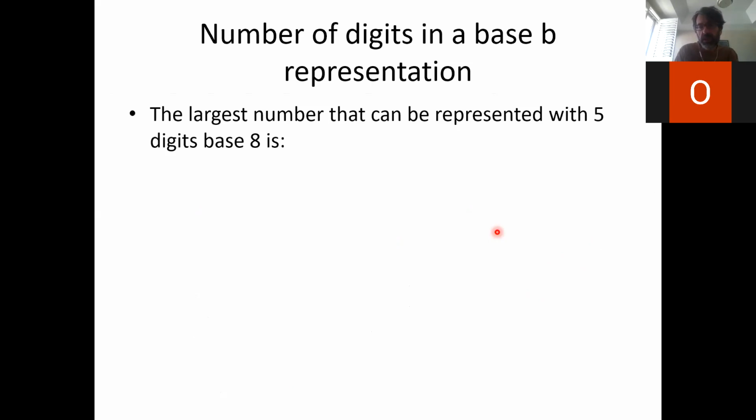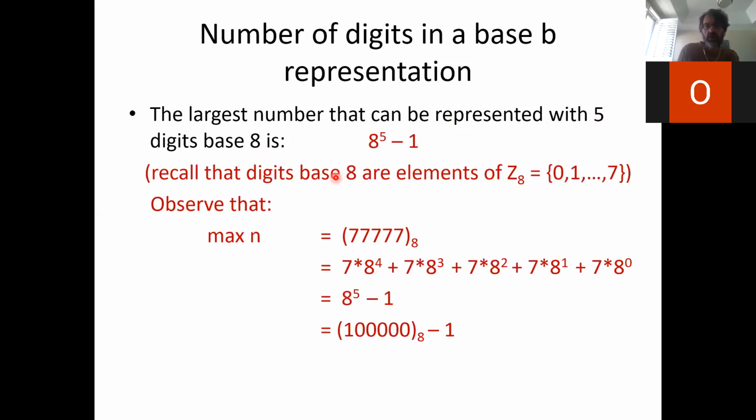Okay. So another question: how long is the representation when you go from base to base? So, what's the largest number in base 8 that has 5 digits? Okay. So it's 8 to the 5 minus 1, and the reason is that if you look at the possible base 8 digits, the largest is 7. So the largest number that is representable using 5 base 8 digits is this number.